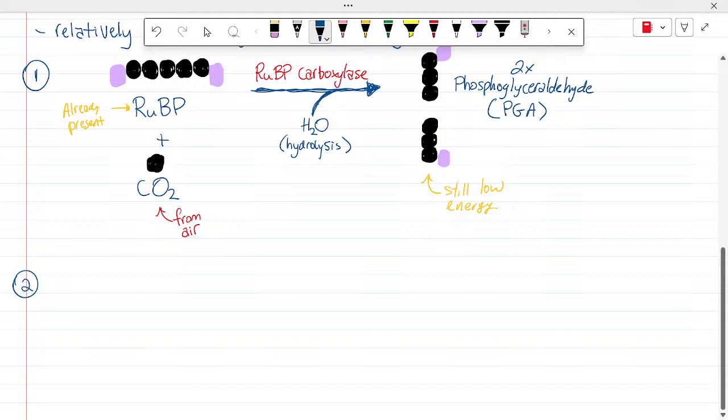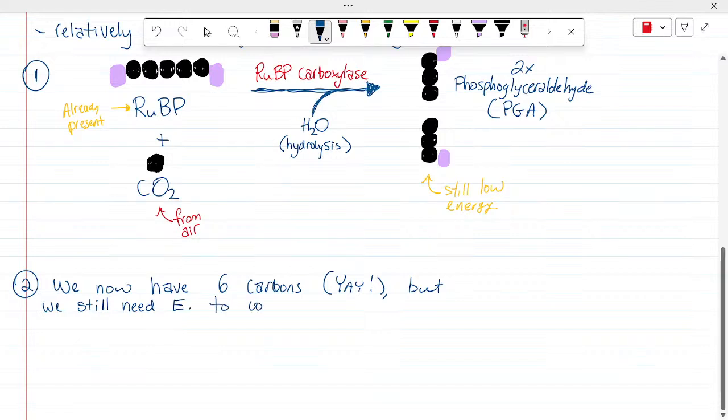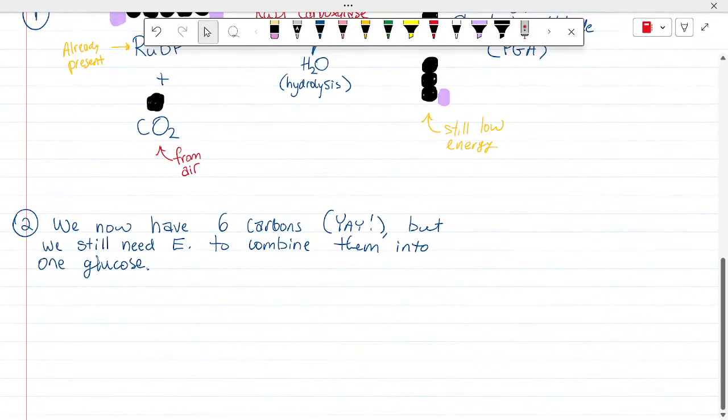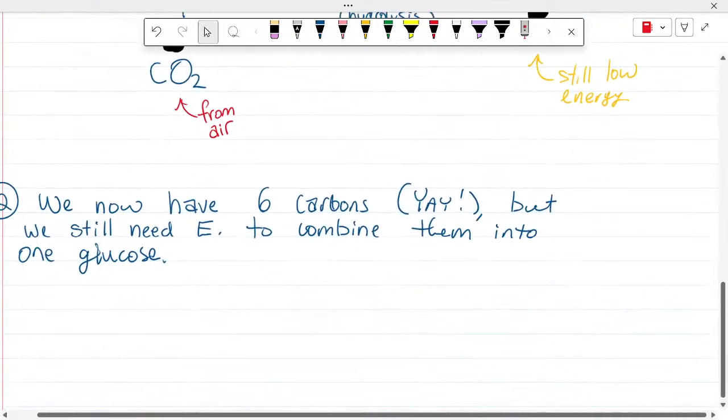Okay, in the second stage, we now have 6 carbons. But not arranged the way we want them, right? But we still need energy to combine them into one glucose. Now, where does that energy come from? Anybody? Yeah, we've already done that.